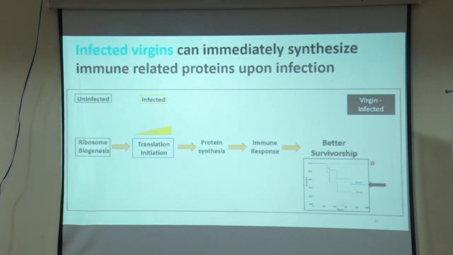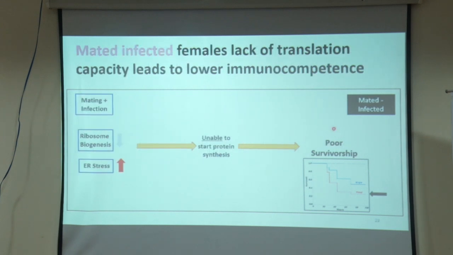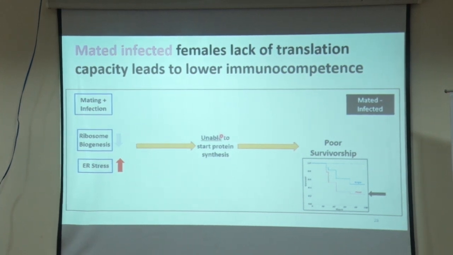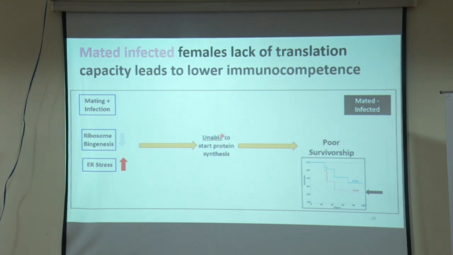So the model that we worked out was the following: if infected virgin females can immediately synthesize immune-related proteins upon infection, they have better survivorship. On the other hand, mated infected females had lower ribosome biogenesis and higher ER stress, because of which they are not able to start the protein synthesis, resulting in poor survivorship.